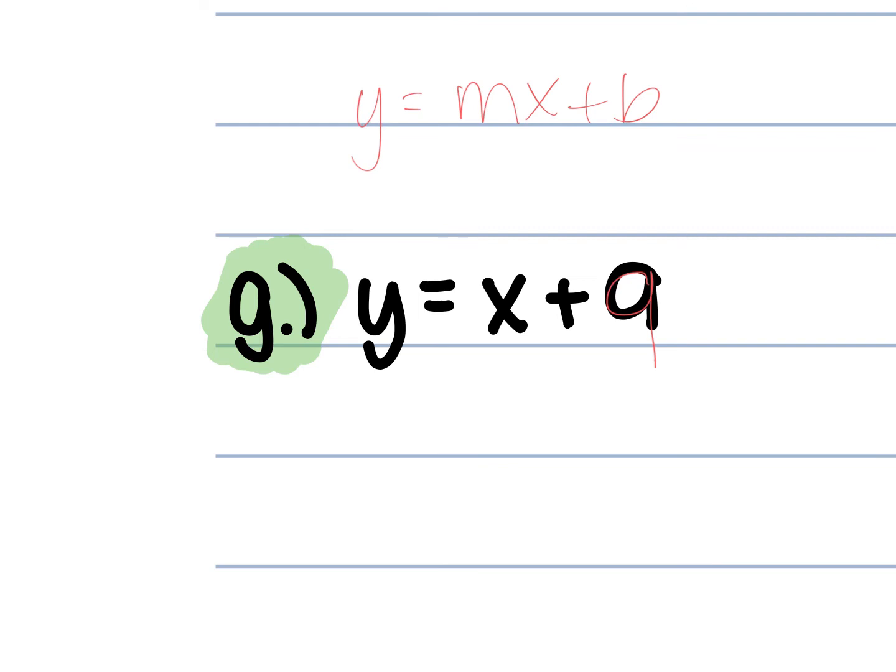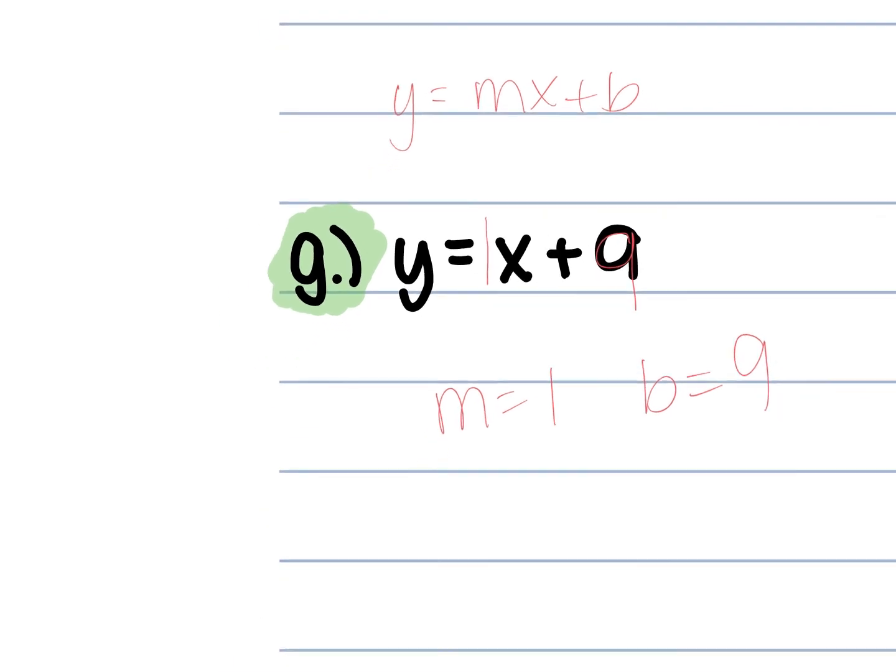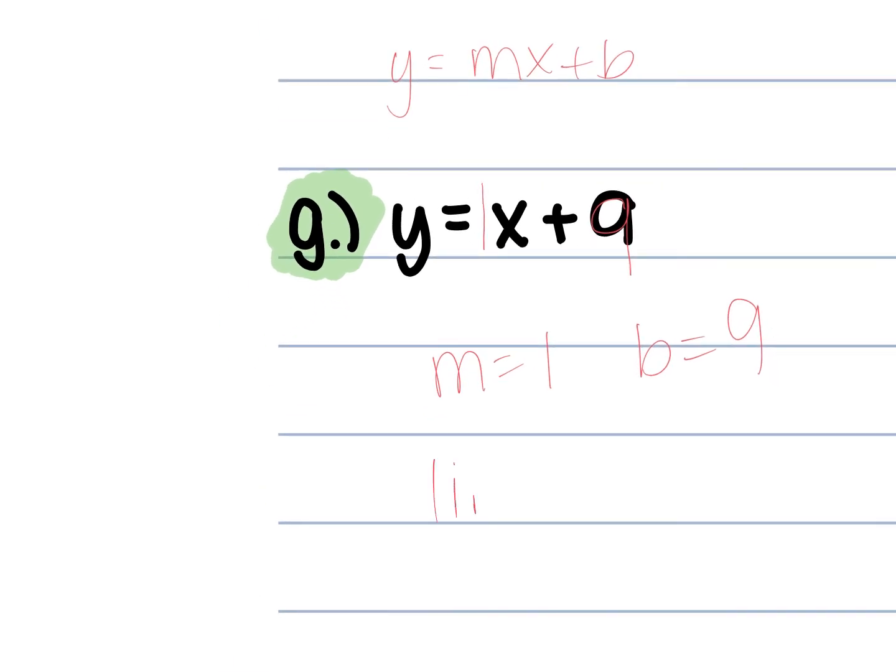What is my m in this linear equation? 0. David? 1. It's 1. Why is it 1? The x is there. If x wasn't there, what would m be? 0. But since we see it, what's technically in front of this x, guys? A 1. So m is 1. What is b? 9. If we can match both of them, we call it a linear function.